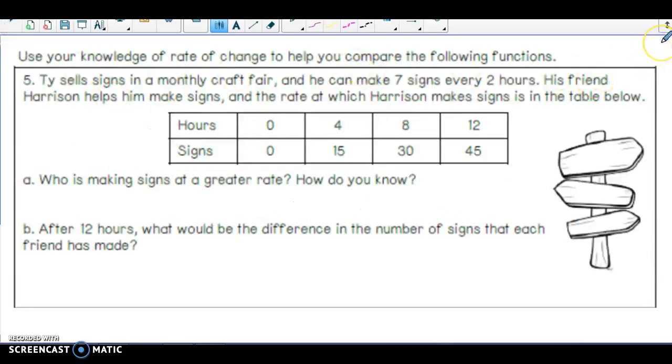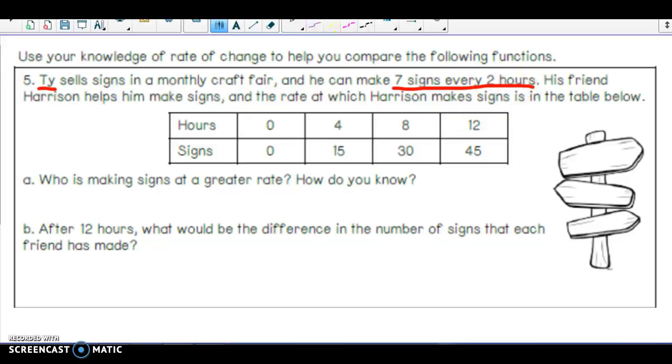Now you're going to look at another situation. You are to use your knowledge of rate of change to help you compare the following functions. So at first glance, you might think that there's only one function described to us in this table. There's actually another piece of information. So I find it helpful to read carefully and then label the information that I have. If Ty sells signs in a monthly craft fair and he can make 7 signs every 2 hours, that's one piece of information that we need to look at. This person's name is Ty, and he can make 7 signs every 2 hours.